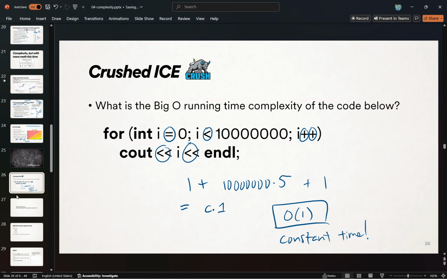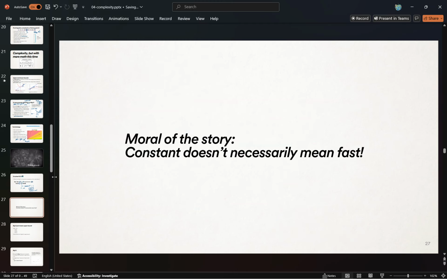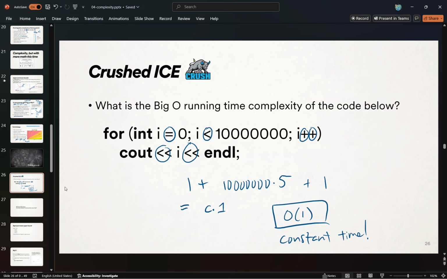Constant does not mean fast. It does not have to mean fast. Sometimes it does, a lot of the time it does, but not always. If you have some long run or anything, it's always going to take that amount of time. It's always going to take a constant amount of time. That's all it means when you say constant time. It does not depend on anything. It takes as long as it takes.